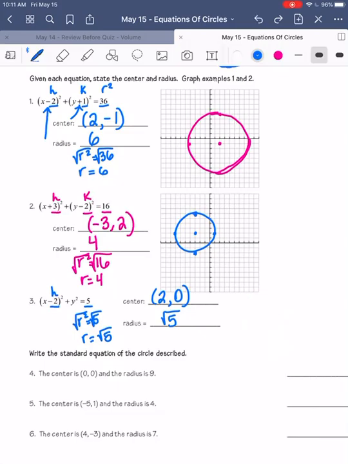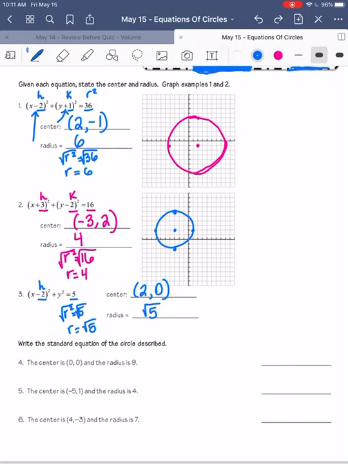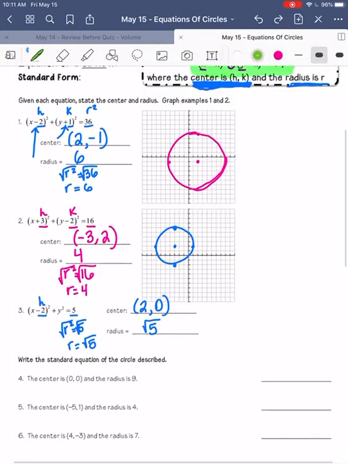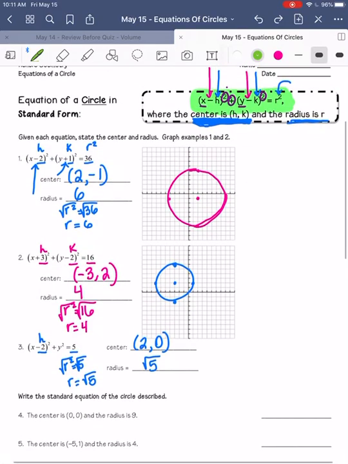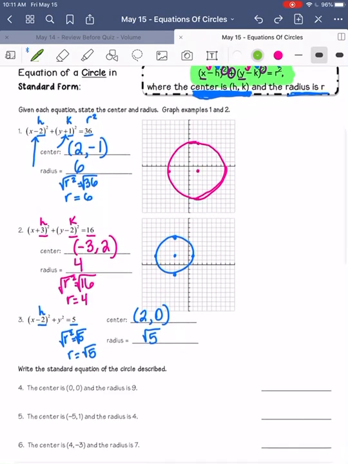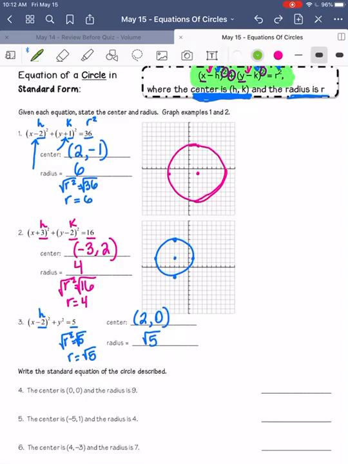All right, so that is looking at an equation and plucking out the center and the radius. Now we're going to work the opposite way. So now I'm giving you the parts of the circle, and I want you to plug them into the equation. So again, here's the equation up here. Now we can see it all in one screen.